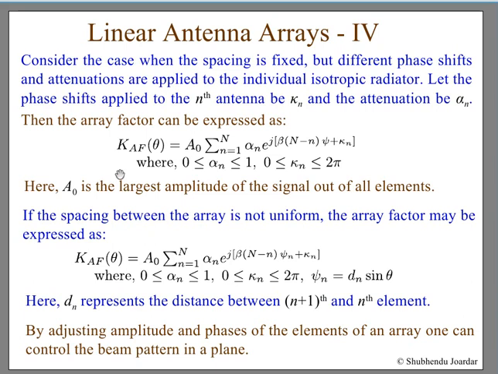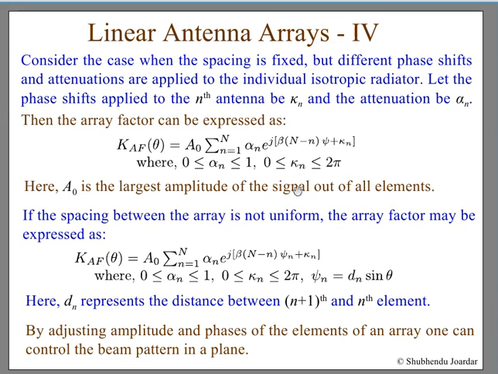Now we consider the case when the spacing is fixed. That is, you have kept d fixed, but different phase shifts and attenuations are applied to the individual isotropic radiators. So you are changing the phases of individual isotropic radiators. Let the phase shift applied to the nth antenna be kappa n, and the attenuation be alpha n. And when we put it in this, we get this kind of expression.